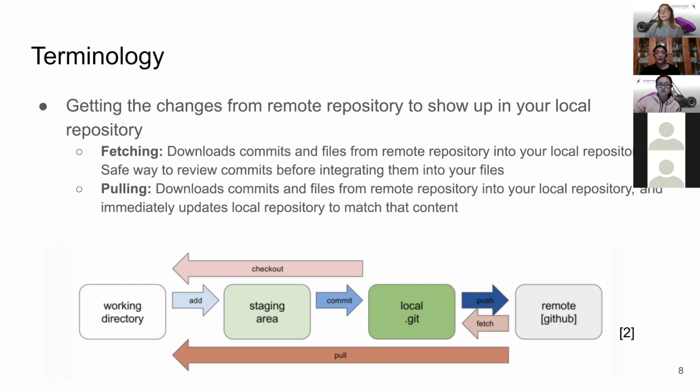And then you have pulling, which is more automatic. It downloads the commits and files from the remote repo to your local repo, and it will also update your working directory to match that content.